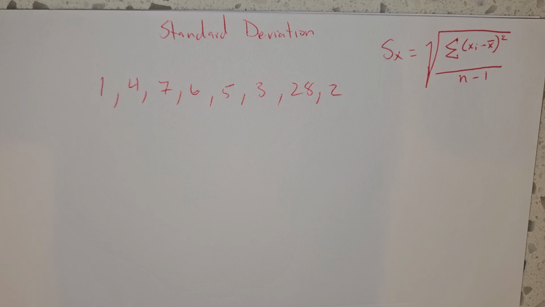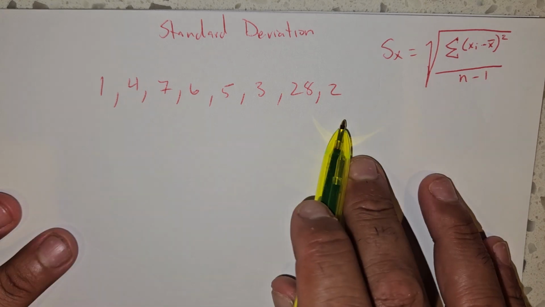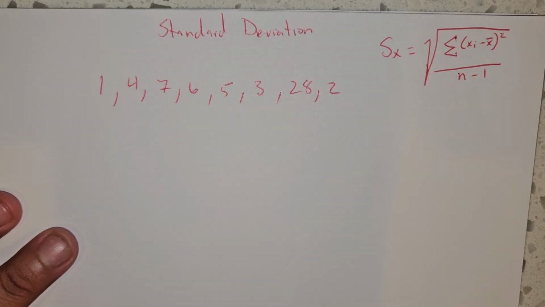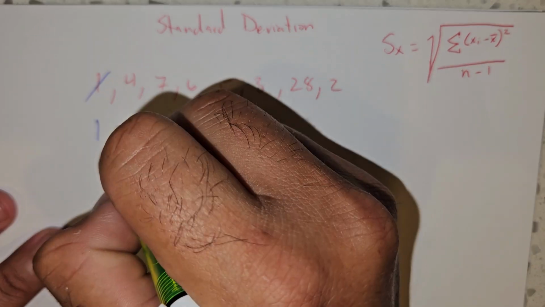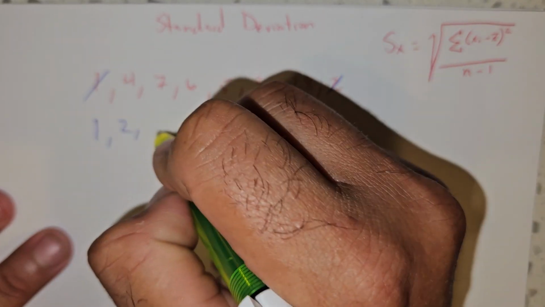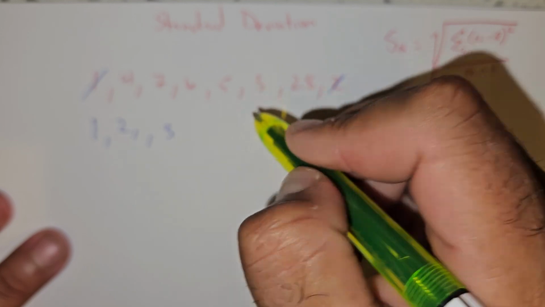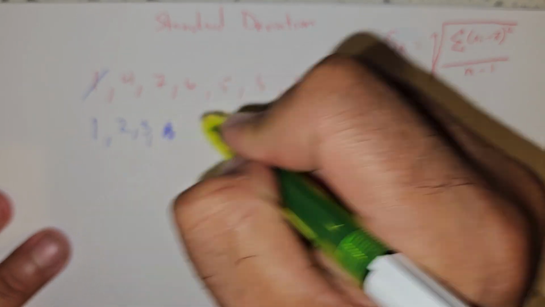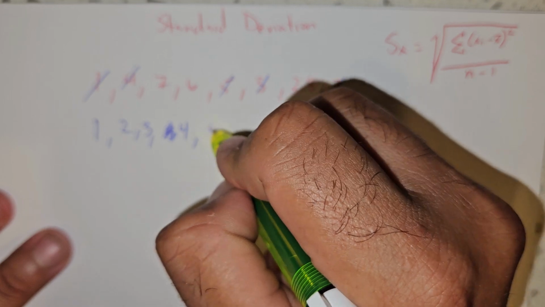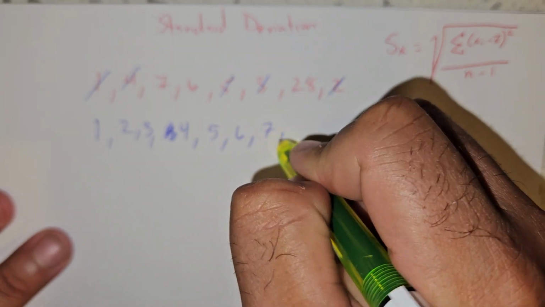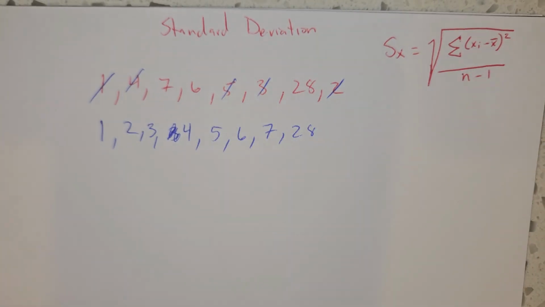First thing we have to do is put this in order. We'll do that in blue. We have 1, 2, 3, 4, 5, 6, 7, and then 28.